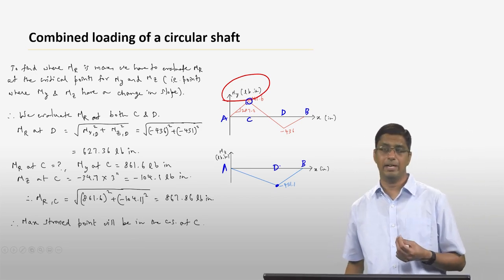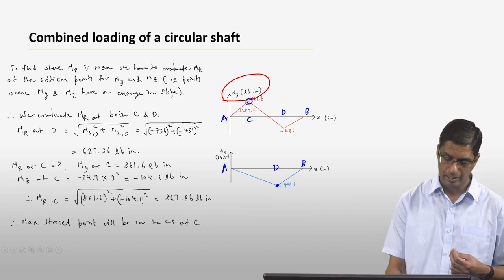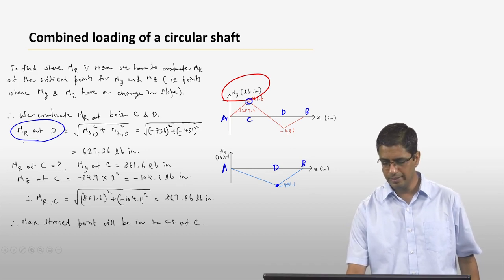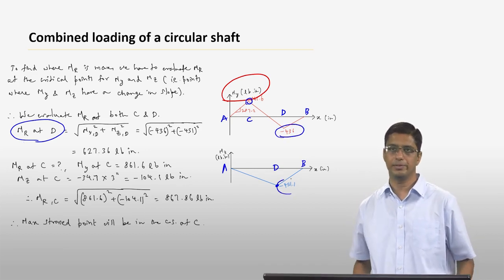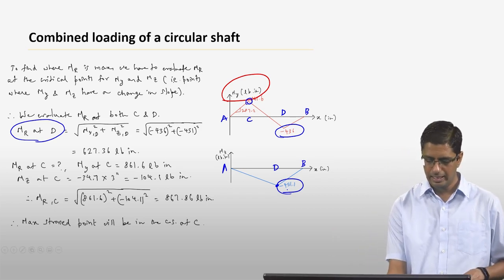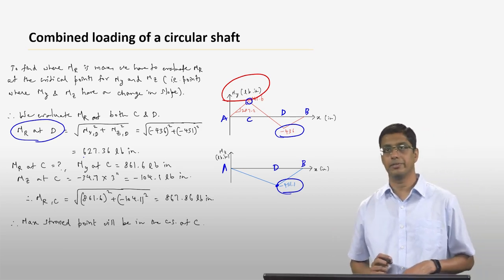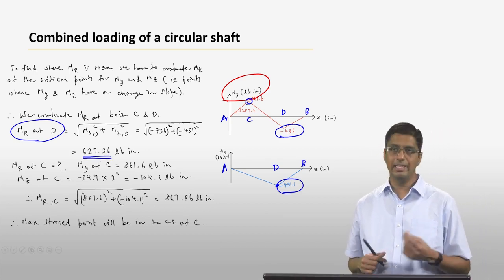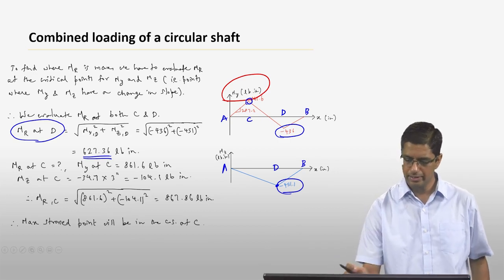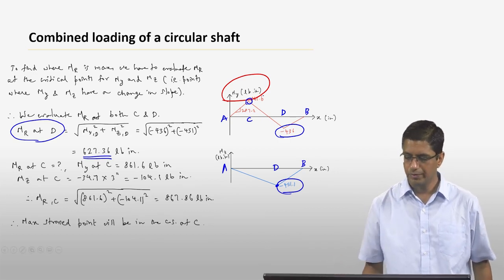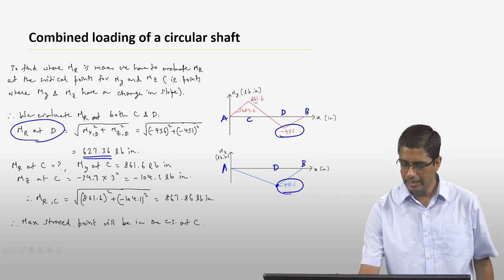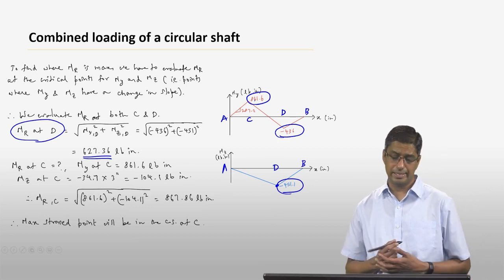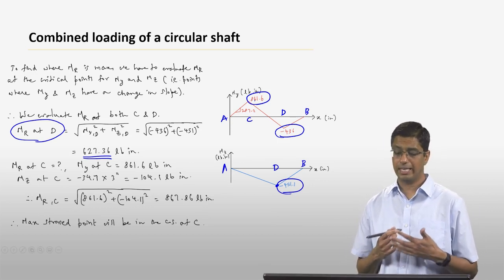So we evaluate MR at point D and point C. MR at point D is fairly straightforward. We already know what the values are. It's 436 and 451, right? You put those values in, take the square root, and then you essentially get MR at D to be 627.36 pound inches. Now, for the point at C, it is just a little bit more complicated because we know one of the values already. So let me just erase this. We know that the My at point C is 861.6, but we don't know the value of Mz at point C.